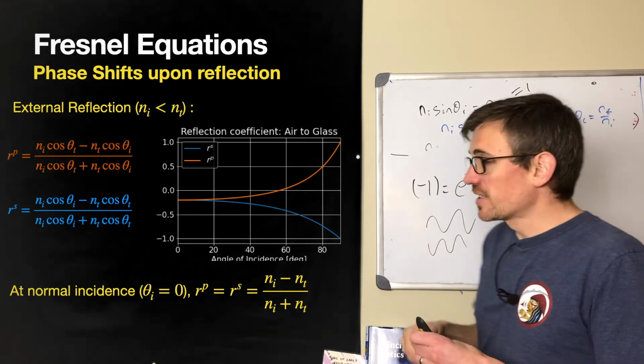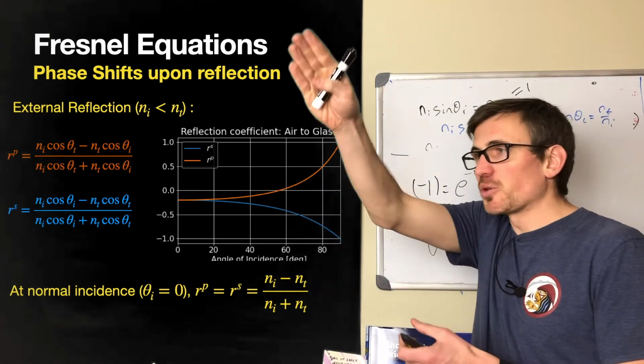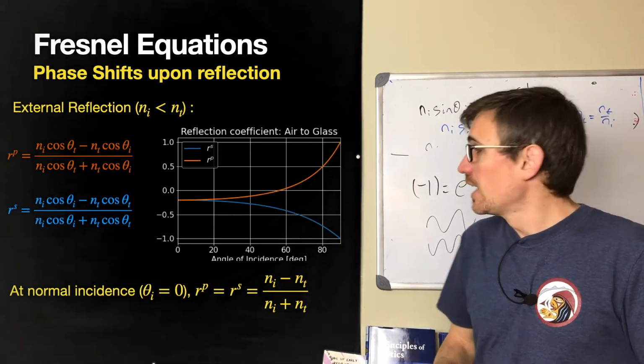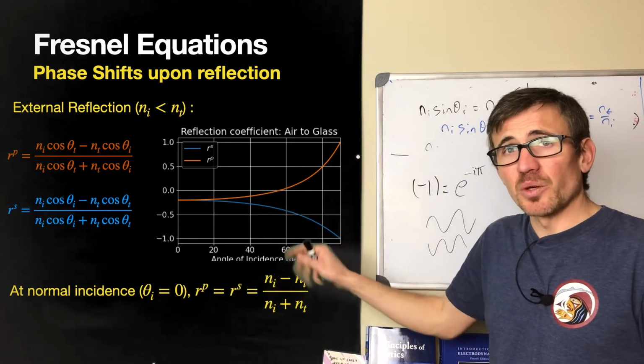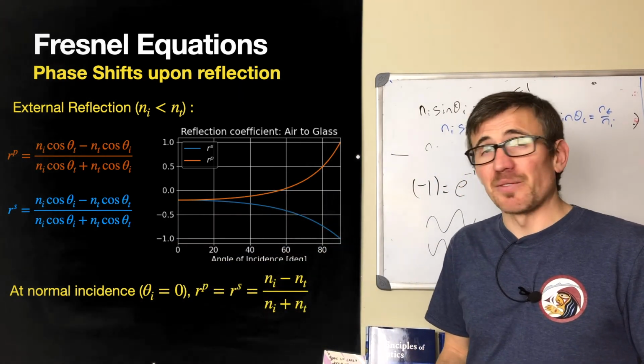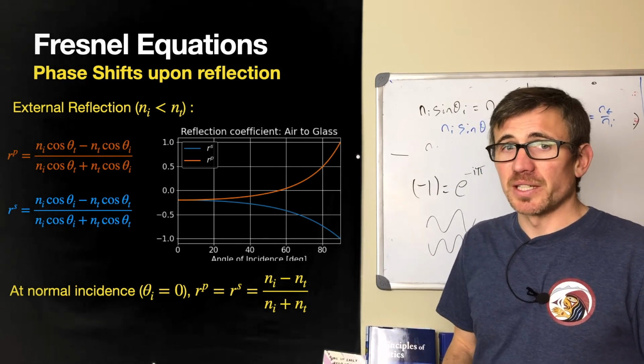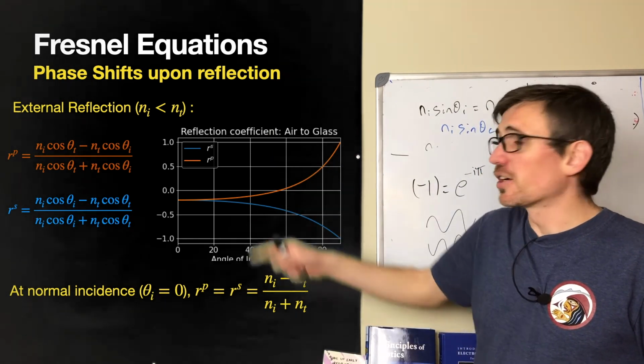So what this tells us is there's a pi phase shift between the incident and reflected light when we go from a less dense to a more dense medium. And for the S, it always stays negative. It's always a pi phase shift. Interestingly, for the P polarization, after the Brewster angle, it flips. So we can see from this plot here that it goes positive at some point.